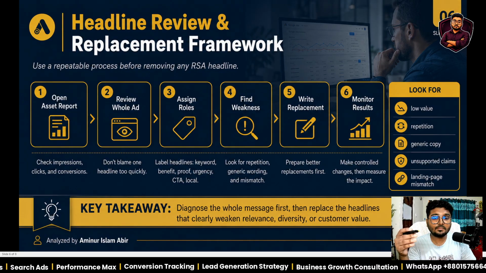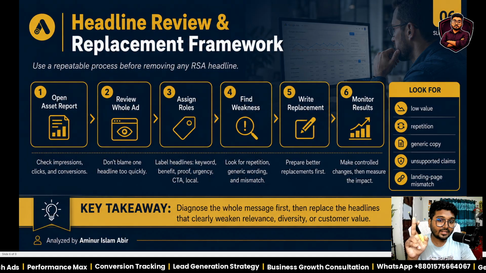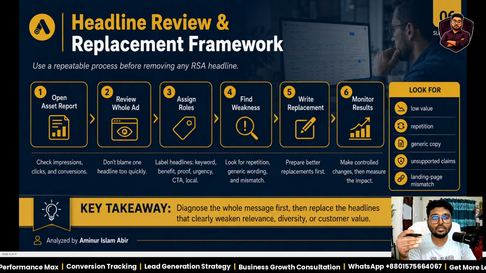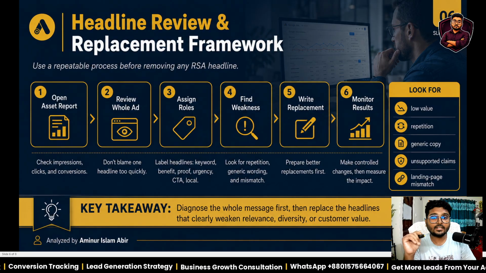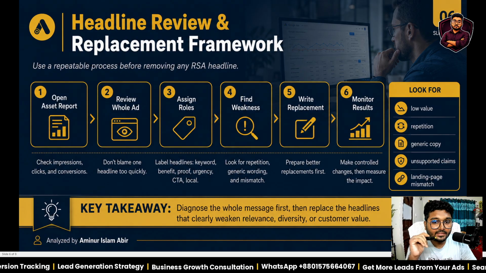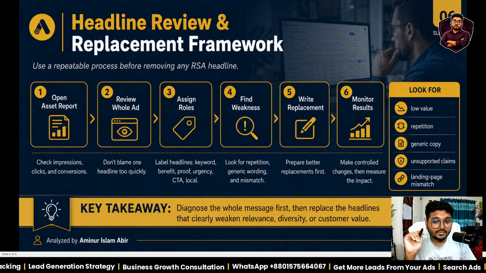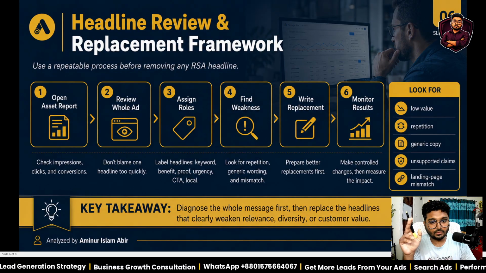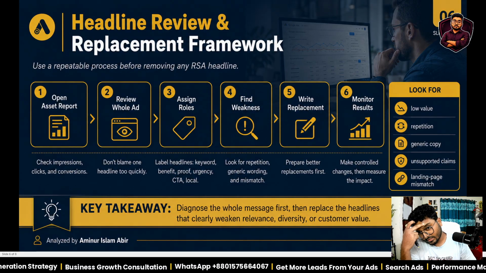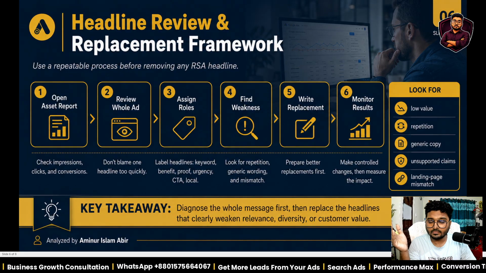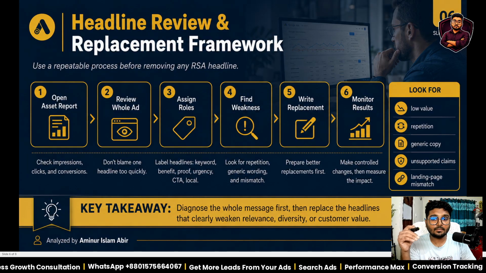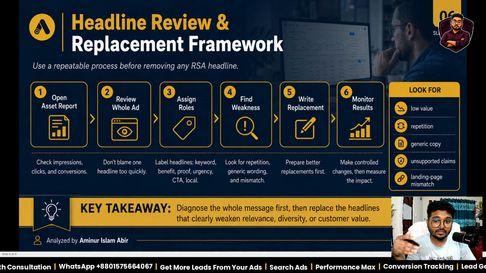The sixth step is make small changes. Replace one headline or a small group of clearly weak assets. Then monitor the full RSA. Review the full ad first, then replace only the headline that clearly lacks relevancy, variety, or customer value. A clear process turns headline optimization from guessing into controlled improvement. Experienced advertisers manage headlines as one balanced group.